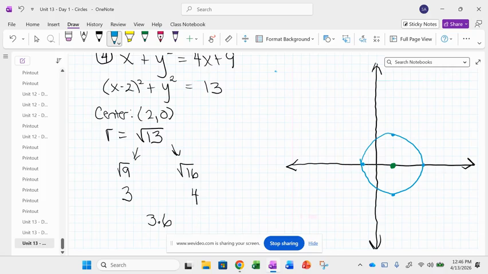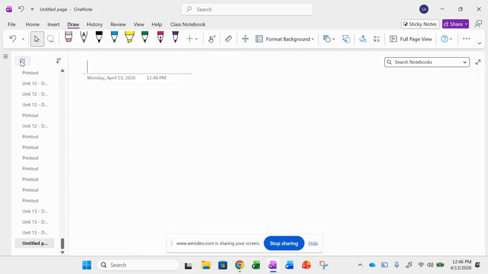All right, so now we are done with circles, but we're not done learning for today. We're going to start ellipses. We will not finish ellipses, but you won't have homework. So that's a win. So you could start a new page. I'm going to say Unit 13, Day 2, ellipses.